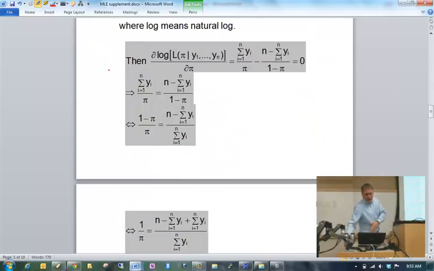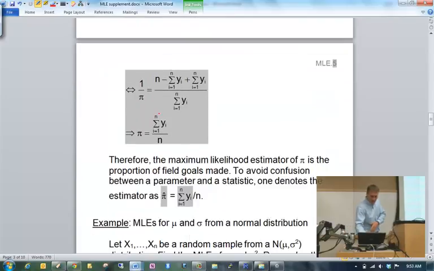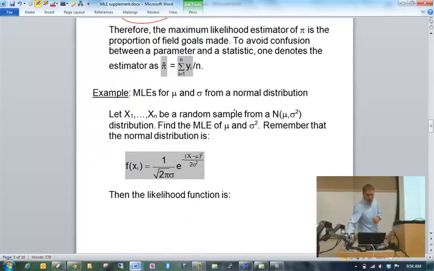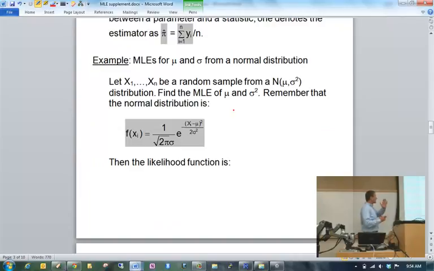You can take a look at the details here on your own. After doing that, I find that pi is equal to the sum of the y's over n. That's my maximum likelihood estimate. Since this is an estimate, I want to differentiate that from a parameter. We will typically call this pi hat, just like what we do typically in statistics, estimates have hats on top of the symbol. On your own, if you're interested, you can take a look at how to find maximum likelihood estimates for mu and sigma from a normal distribution as well.